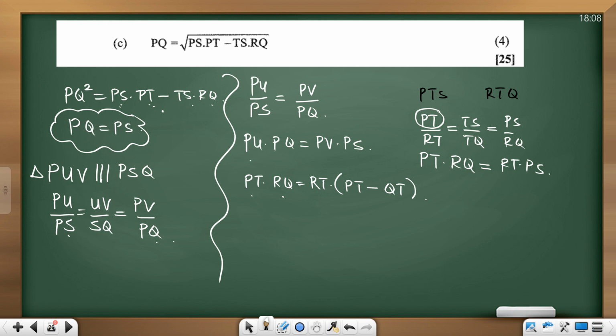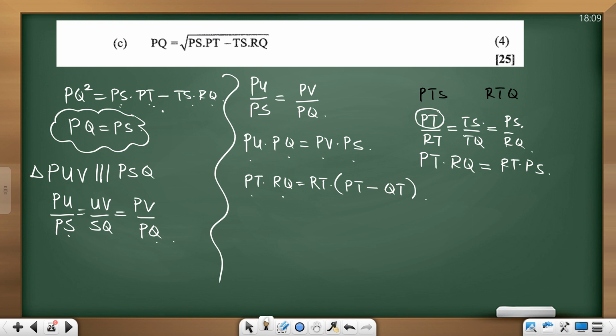All right, I've got PU, PQ, PV, and PS. Where did I get this one? Oh, from this ratio, right? SQ and UV are kind of useless in this whole thing. But I had noticed, okay, wait, I have RQ, right? Where is TS going to come from? TS needs to come from somewhere.